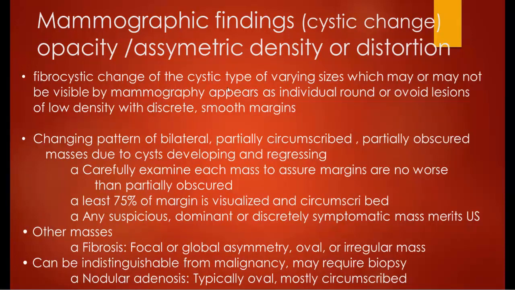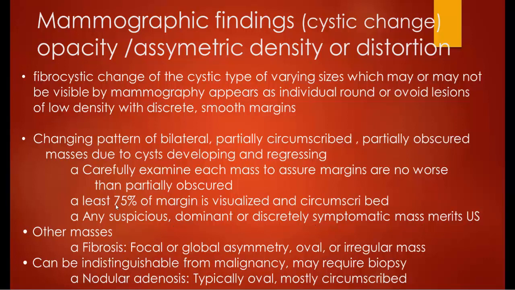Mammographic finding of cystic change is seen as opacity, asymmetric density, or distortion. Fibrocystic change of the cystic type, of varying size, which may or may not be visible by mammography, appears as an individual round or ovoid lesion of low density with smooth margins. A changing pattern of bilateral, partially circumscribed, partially obscured masses is due to cysts developing and regressing. So carefully examine each mass to assure margins are no worse than partially obscured, at least 75% of the margin visualized and circumscribed. Any suspicious, dominant, or symptomatic mass requires dedicated ultrasound examination.